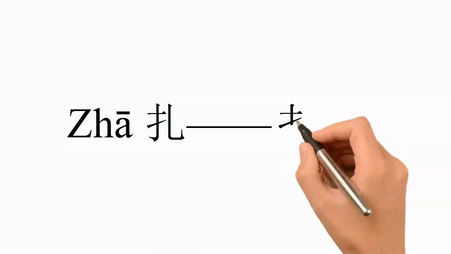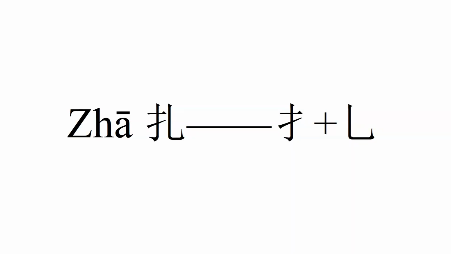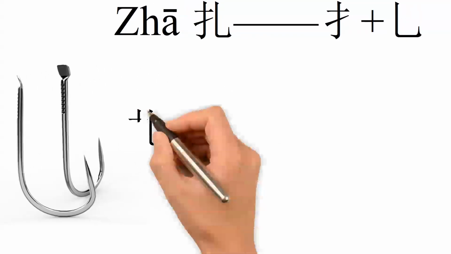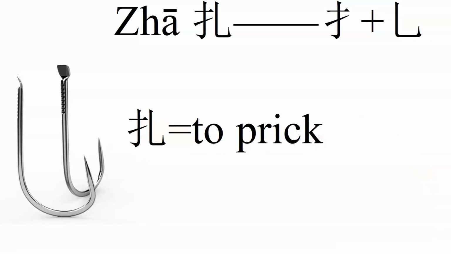Okay, now let's take a look at the extension words from the hand side. The first one is 扎. 扎 has two parts. The left part is the hand side that we already know. The right part looks like a hook. So hang with a hook to prick something. That makes the first meaning of 扎 to prick.